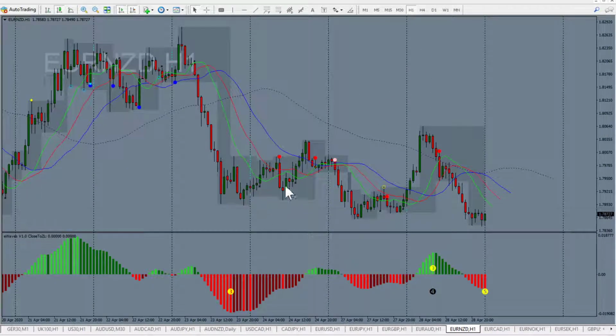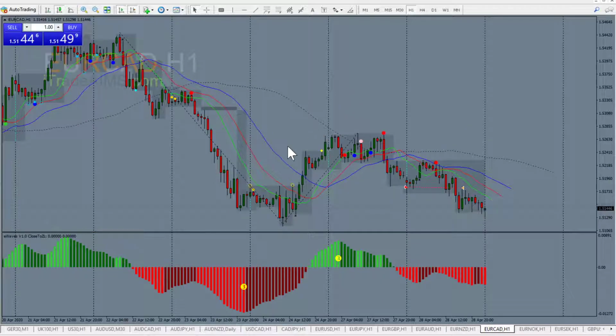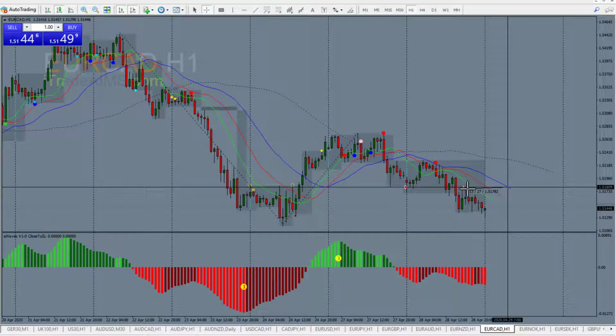This was a good setup. 3, 4, bang. Not much profit, but still. What do we do to this one? Oh, EuroCAD. Unfortunately got out here. Stopped out at break even.